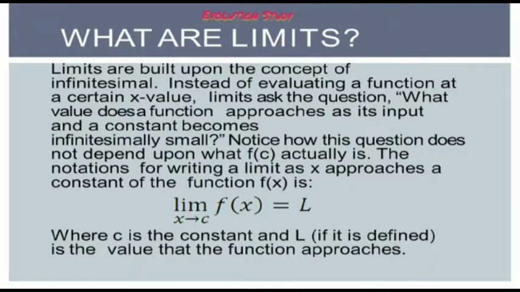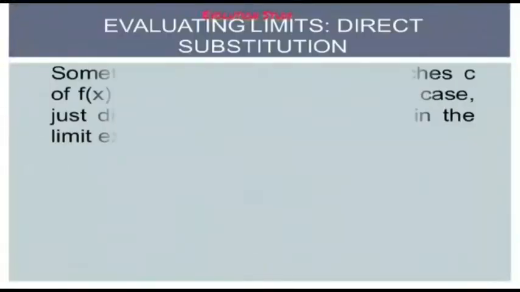The notation for writing a limit as x approaches a constant of the function f(x) is limit x tends to c of f(x) is equal to L, where c is the constant and L, if it is defined, is the value that the function approaches.